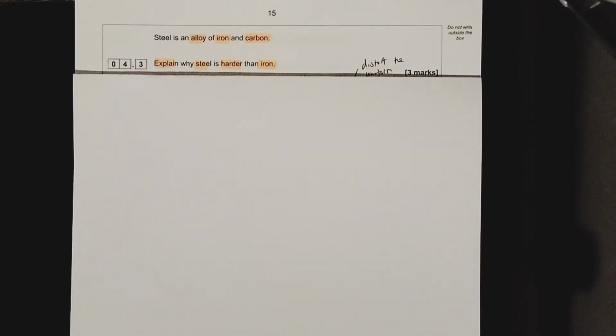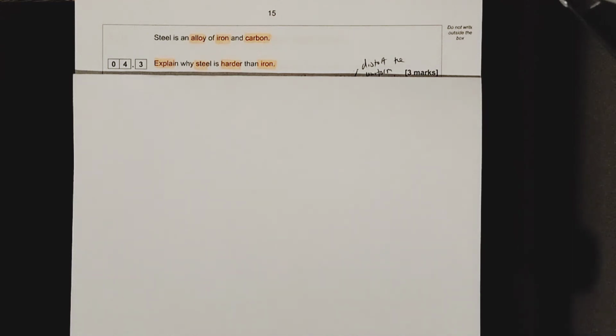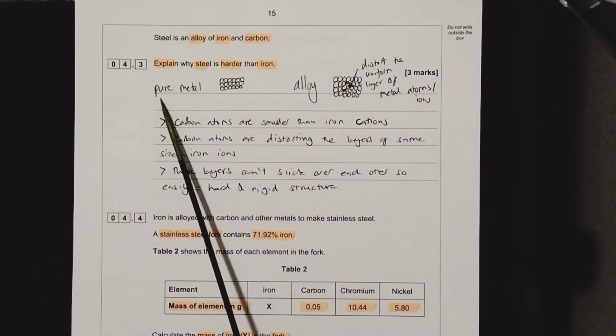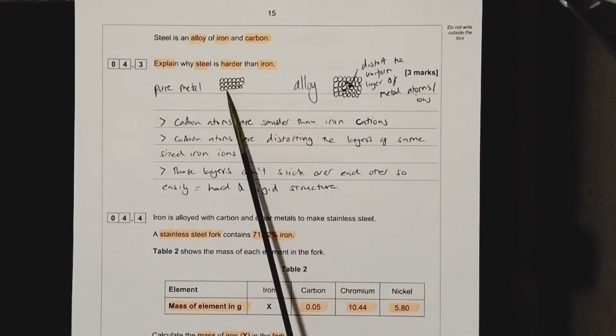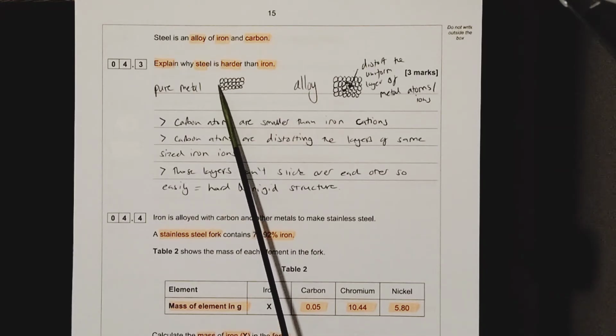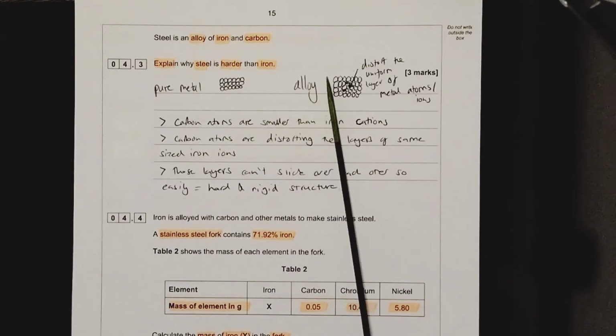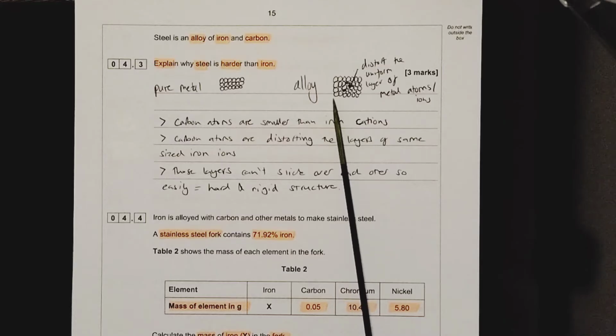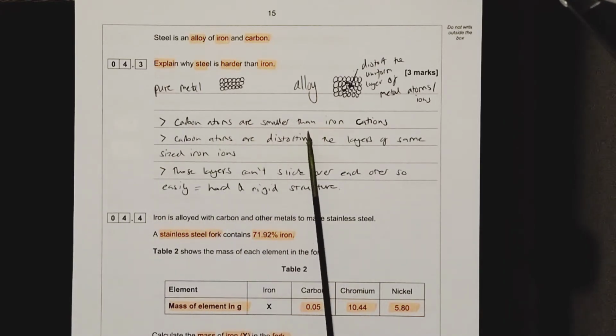The structural focus question then moves on to alloys, and it says that steel is an alloy of iron and carbon. Explain why steel is harder than soft pure iron. Well, that's because of the nature of how alloys work as structures. Okay, so here's my pure metal with my uniform layers of same-sized iron cations or ions, and here is my alloy with a distortion in those uniform layers because of the presence of the different sized carbon atoms. So carbon atoms are smaller than iron cations in the structure.